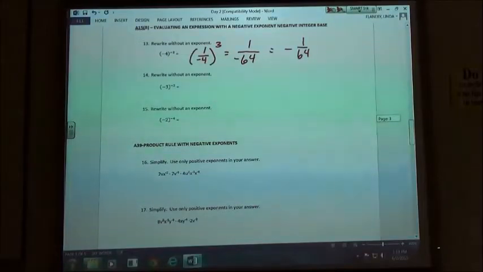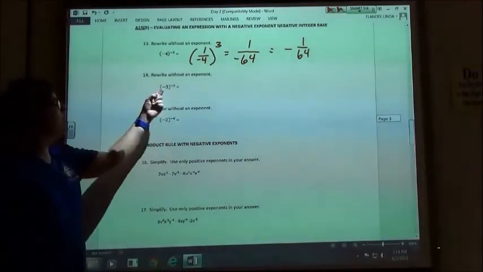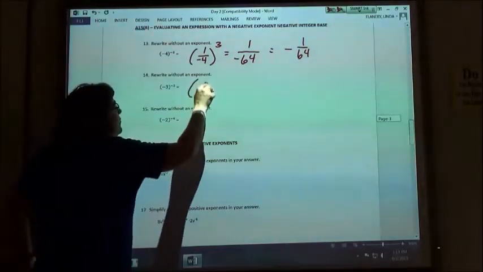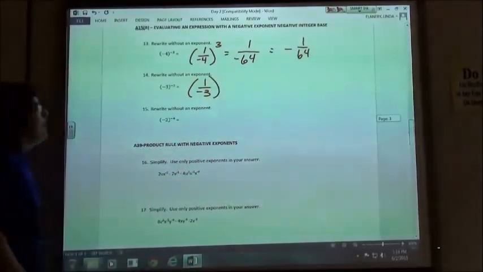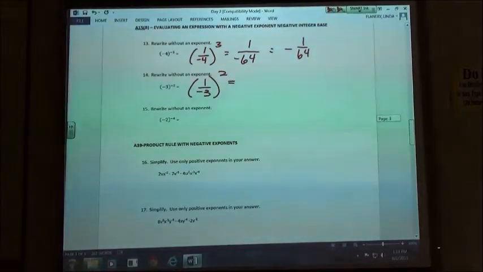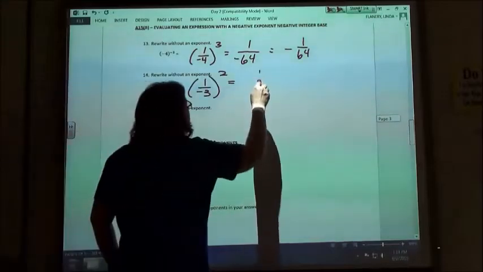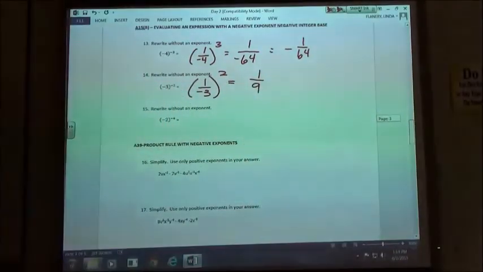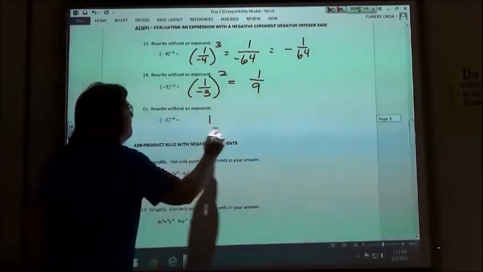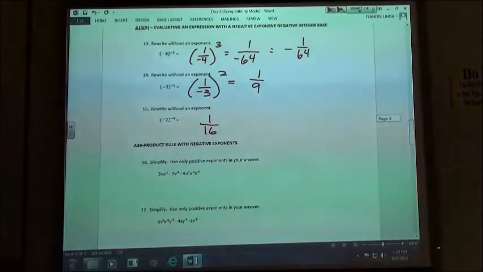And so number 14, if I do -3 to the -2 power, first getting rid of my negative exponents, the reciprocal of -3 would be 1 over -3. And then I'm going to square that. And so when I square that, my answer is going to be 1/9. Negative times the negative is a positive, so I get positive 1/9. And so if you do negative 2 to the negative 4th power, what do you get for your answer? 1/16.